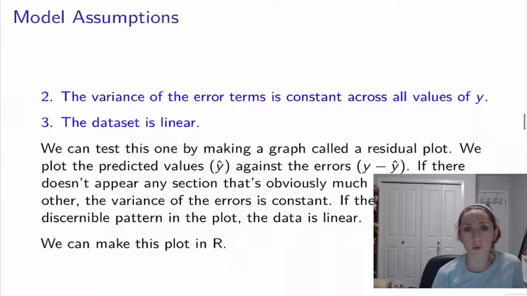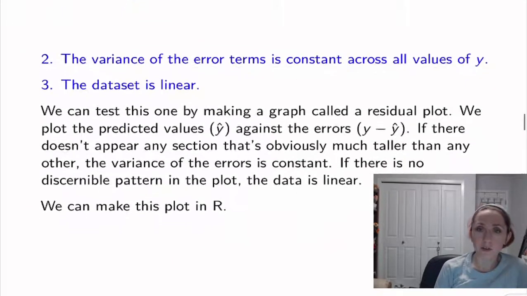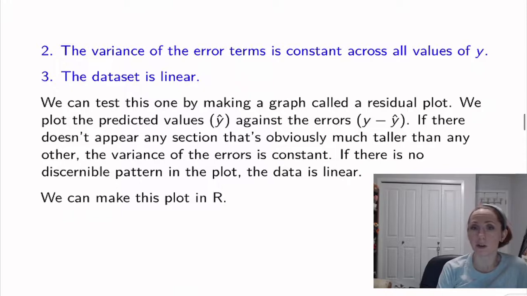Model assumptions 2 and 3. This says that, 1, the variance of the error terms is constant across all values of y, and 2, that our data set is linear. So let's remember what it means to have constant variance.